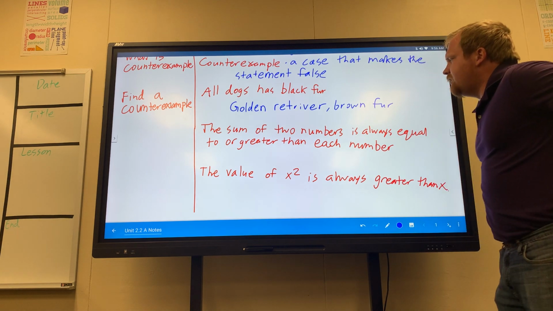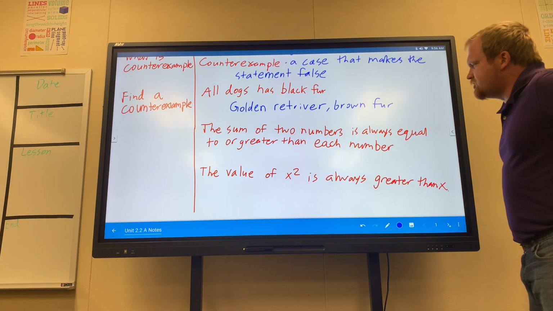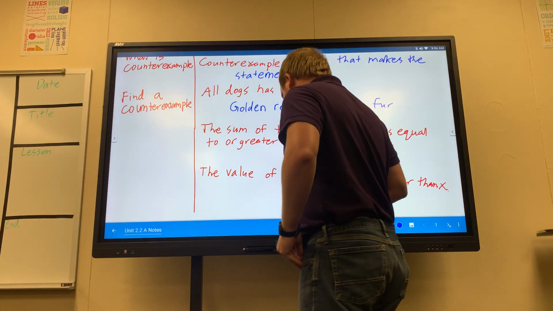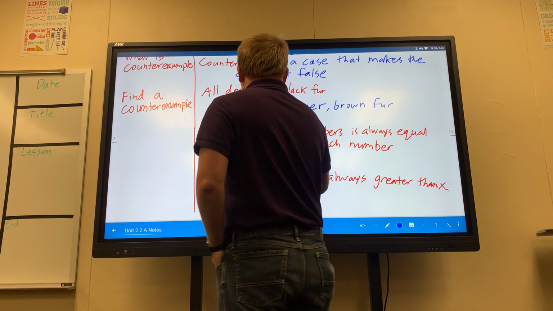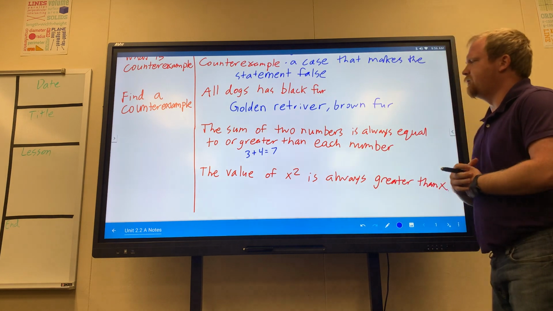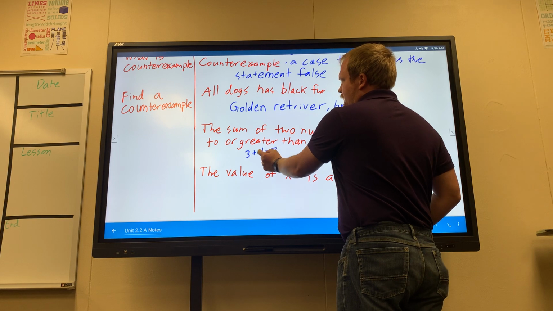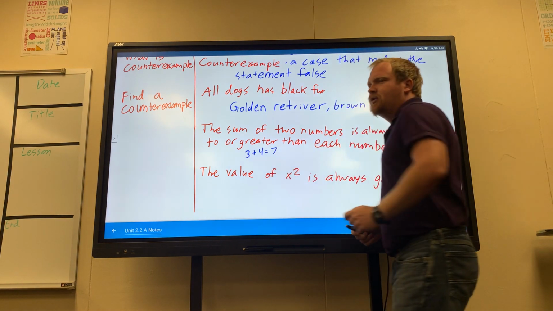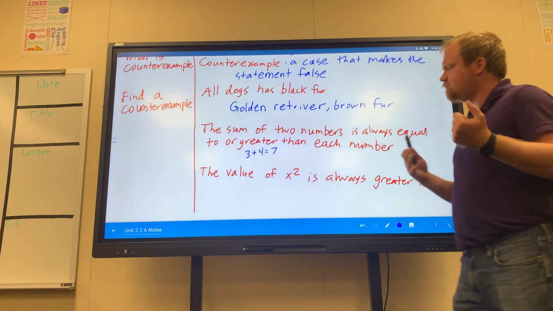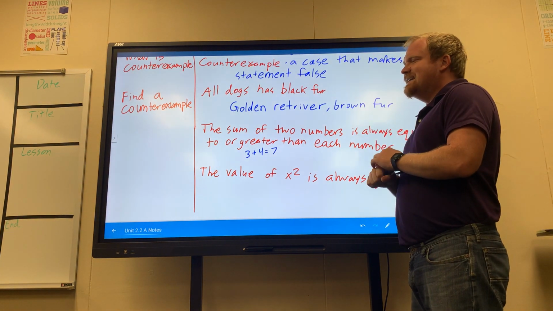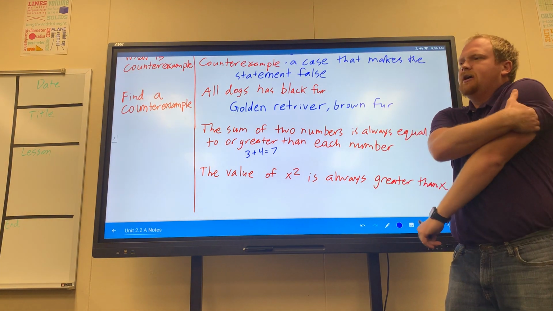Now, next is the sum of two numbers is always equal to or greater than each number. So here's the example of what it's talking about. So say we have 3 plus 4 equals 7. That's true, right? 3 plus 4 does equal 7. The sum, which is 7, is greater than both 3 and 4. Okay? Now, can we find a counterexample to that? Well, initially, no. If you're only looking at positive numbers.